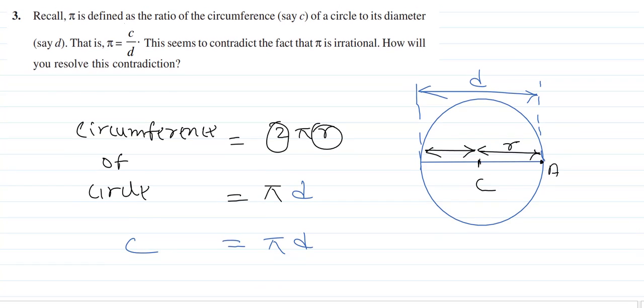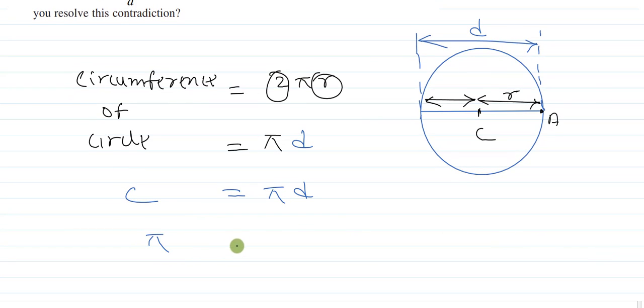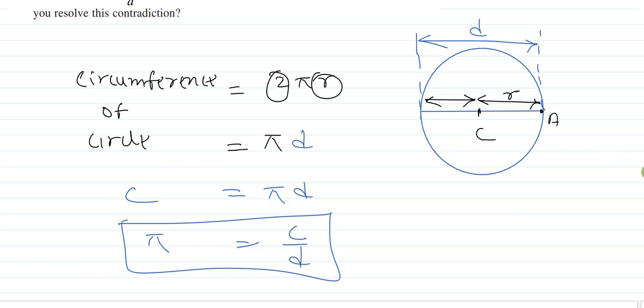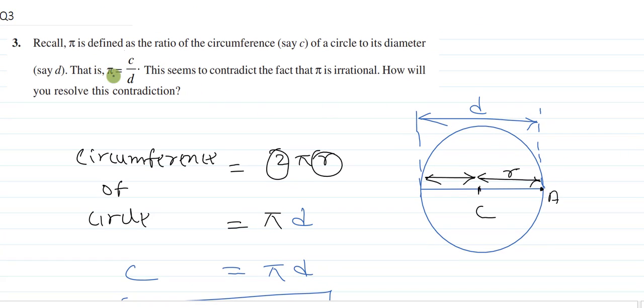So pi will be equal to c upon d. This is what he is explaining directly in our question. Pi equals c upon d. Got this? This seems to contradict the fact that pi is an irrational number. How will you resolve this contradiction?